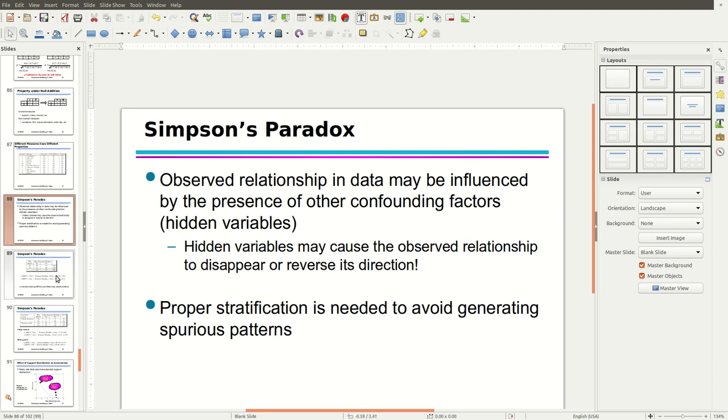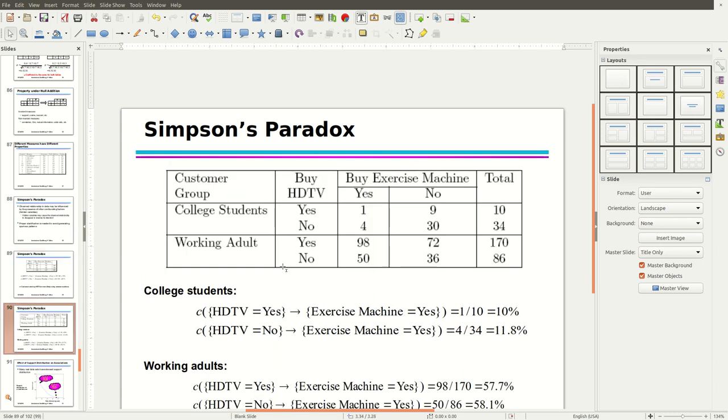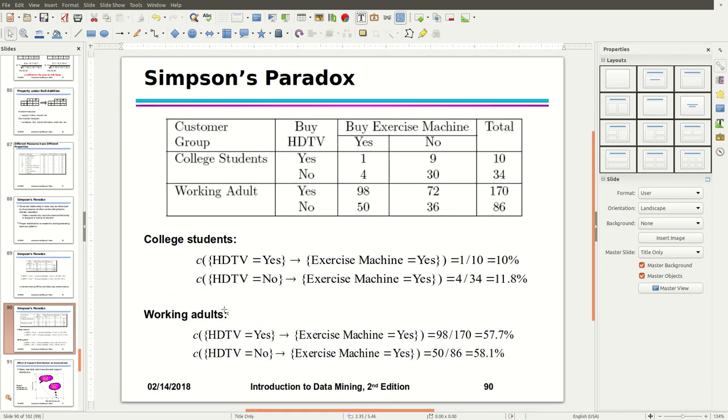Simpson's paradox. I just couldn't say it, but this is important. Hidden variables may cause the observed relationship to disappear or reverse its direction. So here we wrongly concluded that HDTV is the driving factor, but if we look at it underlying, it isn't. It's actually even negatively affecting it. It is just because there is another variable that I didn't look at. It's about working adults or college students that actually drives whether you will buy an exercise machine or not. So don't get lost.